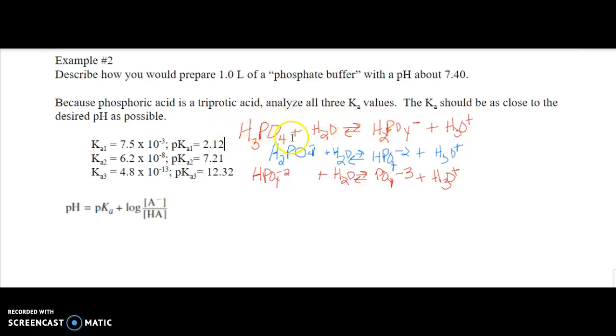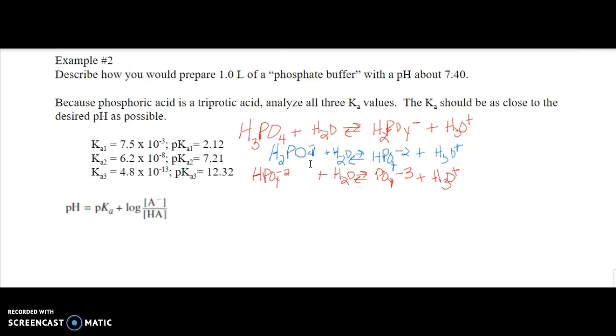So what I did here was just write out the equations for each Ka value. Phosphoric acid plus water gives you H2PO4 minus, sometimes you'll hear that as dihydrogen phosphate, plus hydronium. If we go on and take another hydrogen from that, the dihydrogen phosphate is going to become monohydrogen phosphate plus hydronium.